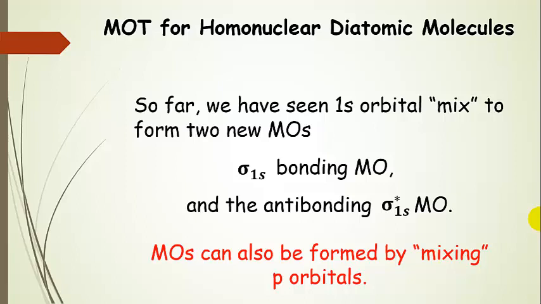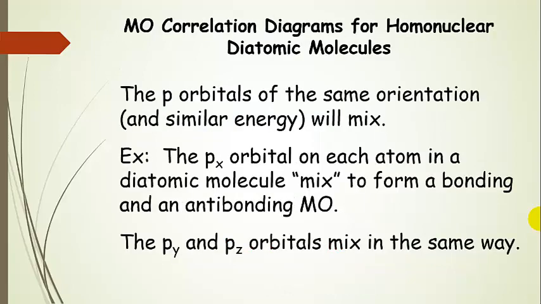Now, so far we've seen the 1s orbitals mix to form two new molecular orbitals. It makes the sigma bonding 1s molecular orbital and the sigma 1s star antibonding molecular orbital. Now, what we haven't seen is that MOs can also be formed by mixing p orbitals. There are a few extra rules that go along with mixing p orbitals, and one of them is that they have to have the same orientation and similar energy, and then they'll mix.